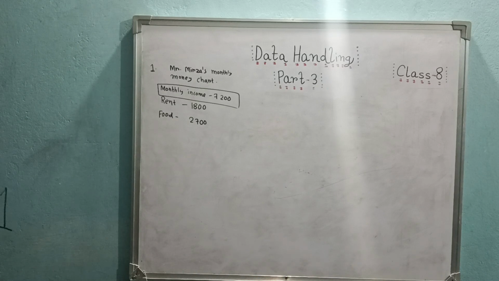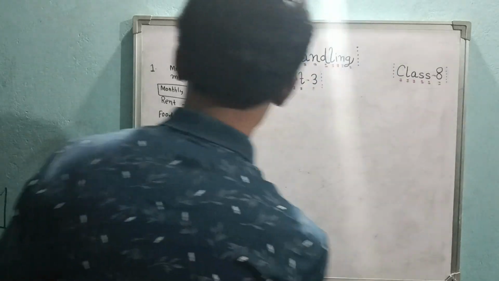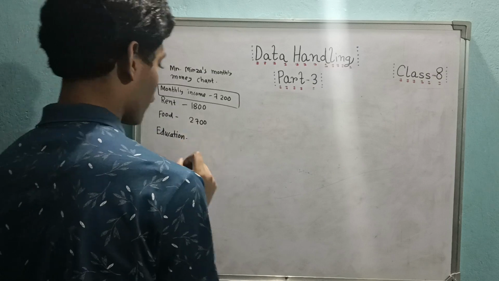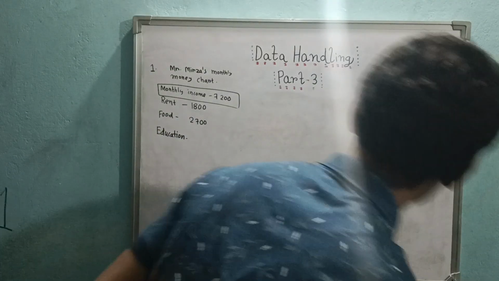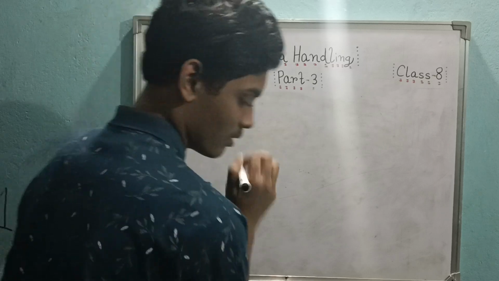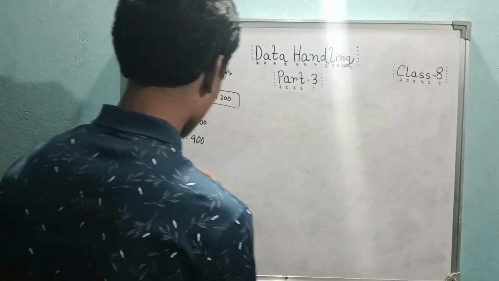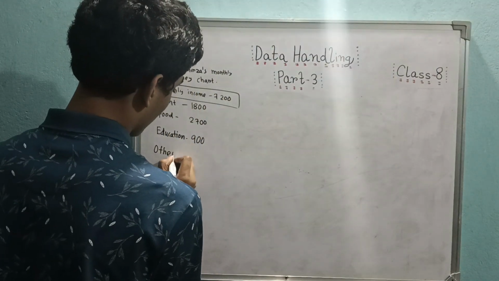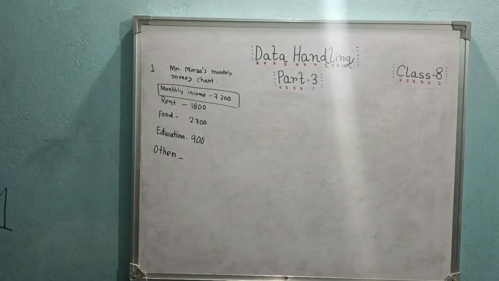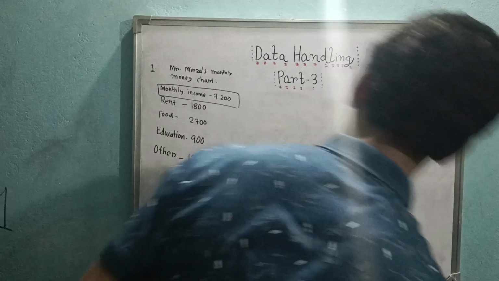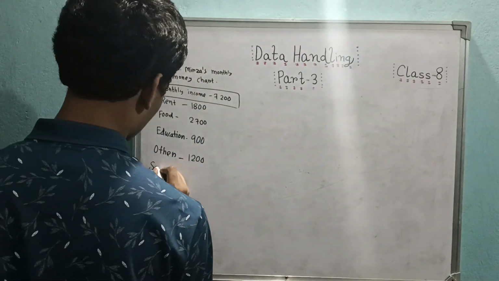And obviously education will be the next thing. You have got a place to live, you have got food, then the next important thing is education. So education, we don't have to spend this much, but he or she has to spend only 900 rupees. Very nice. And on other things, he spends rupees 1,200 and saves the rest.